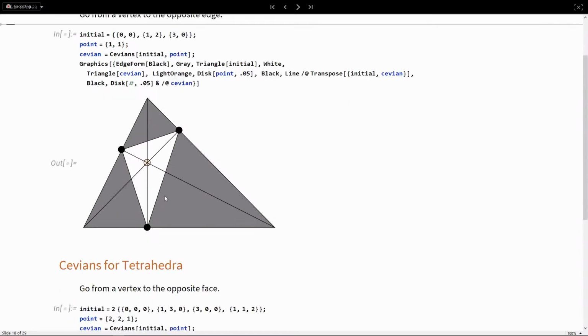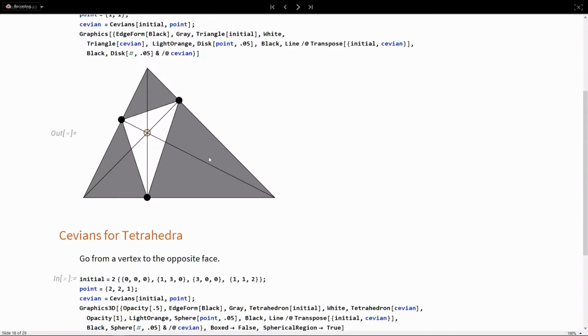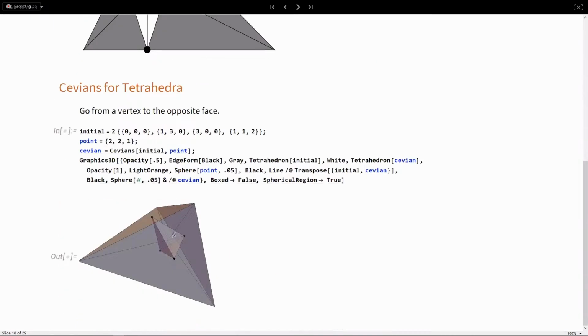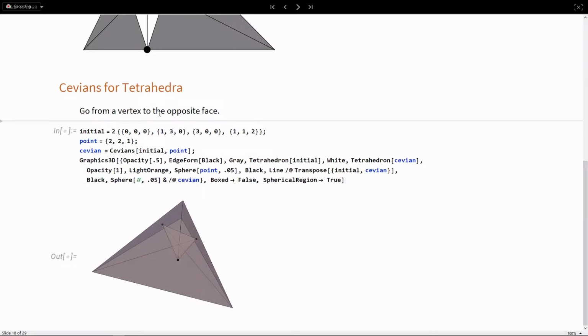I mentioned Stevians earlier. You have a given point and it goes to the opposite edges. I plan to make a Stevians function that'll work for either triangle or tetrahedra.